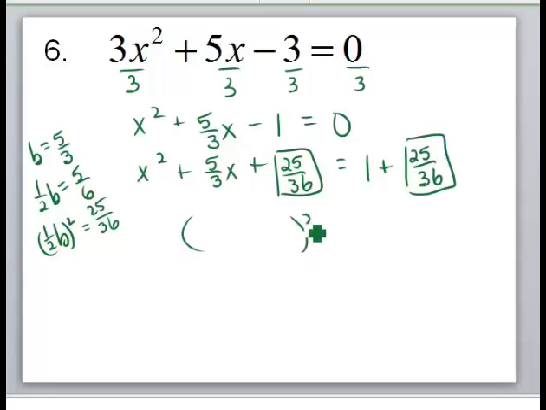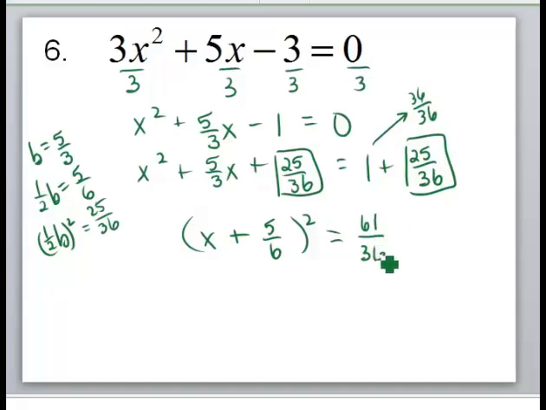That allows me to be able to factor this into x plus. Remember, the trick is to look at your 1/2 b, which is 5/6. So it factors into x plus 5/6 squared. I can make a common denominator. This would be 36 over 36. 36 plus 25 is 61 over 36.